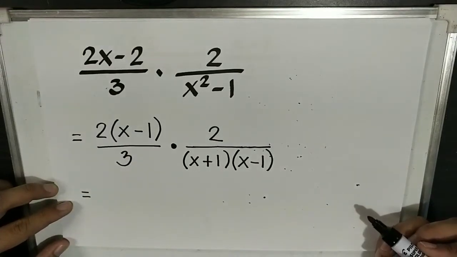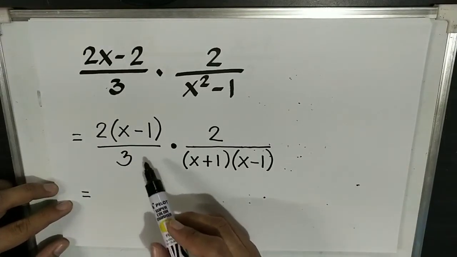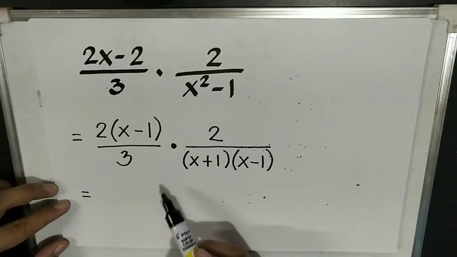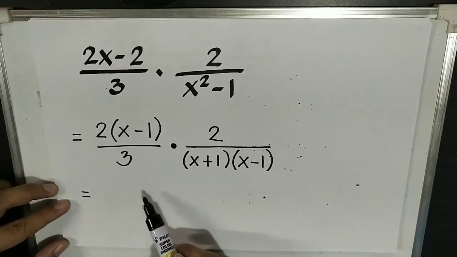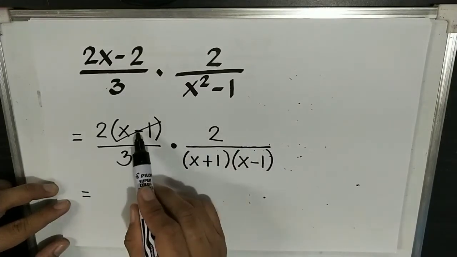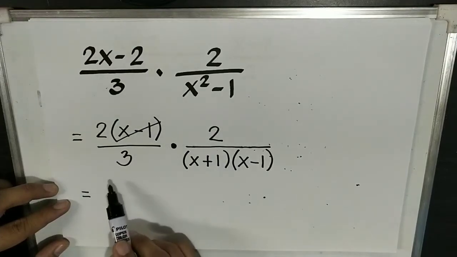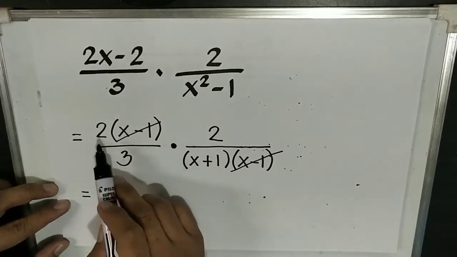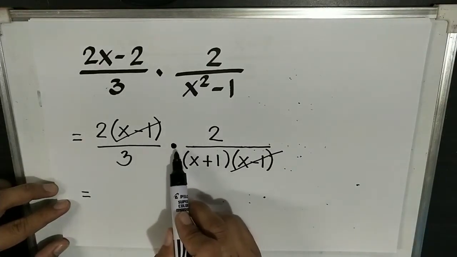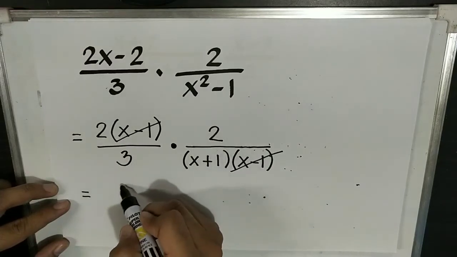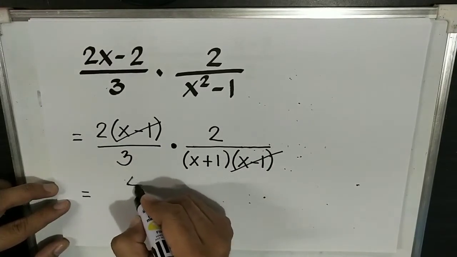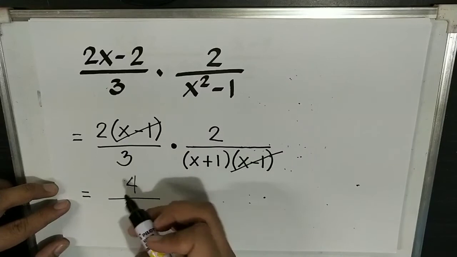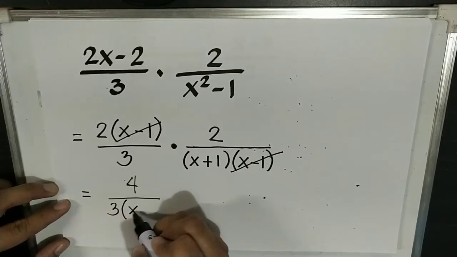Next step is, as I told you, you can cross out common factors which are found in the numerator and in the denominator. In this example, we can cross out x minus 1 here in the numerator, and we will find x minus 1 in the denominator, and it's here. Okay, so we will now multiply 2 and 2. We have 4 over 3 times x plus 1, that is 3 times x plus 1.